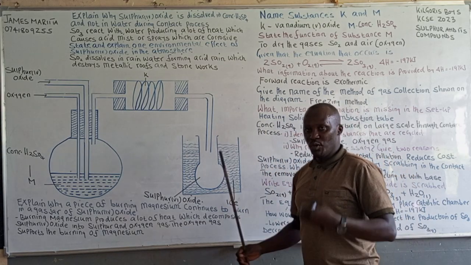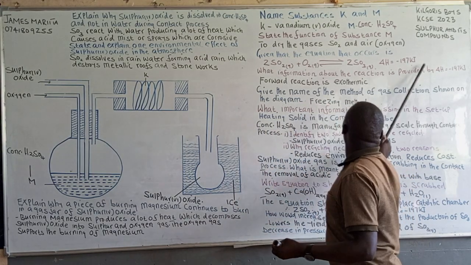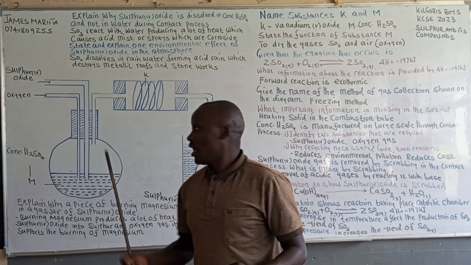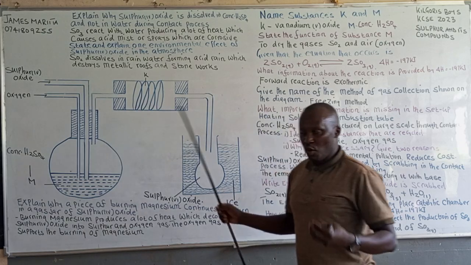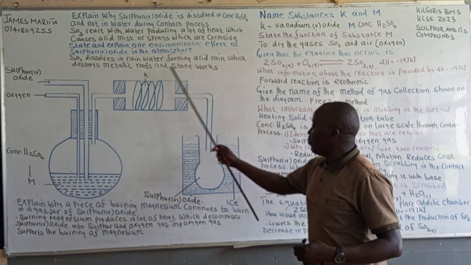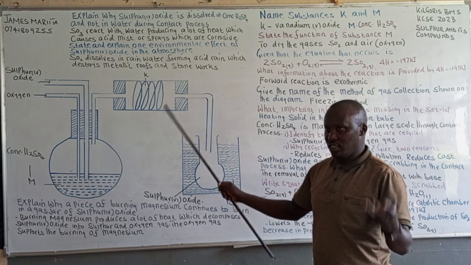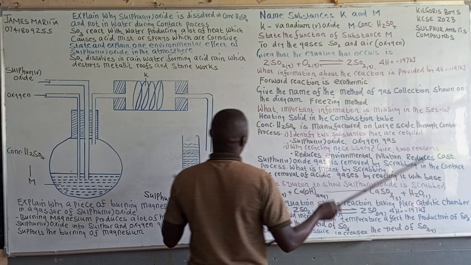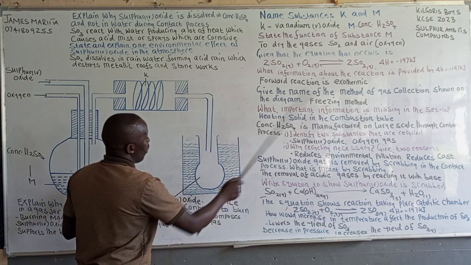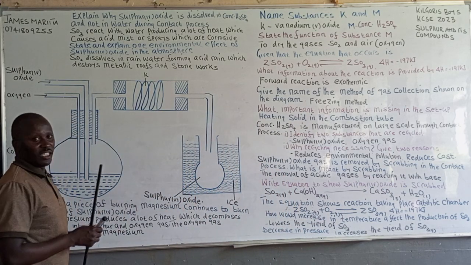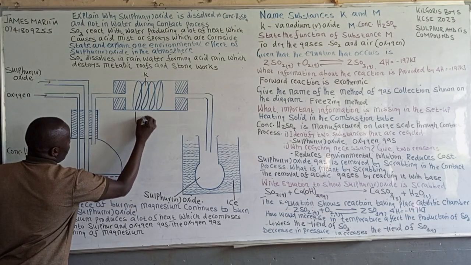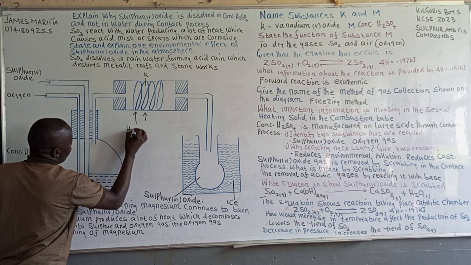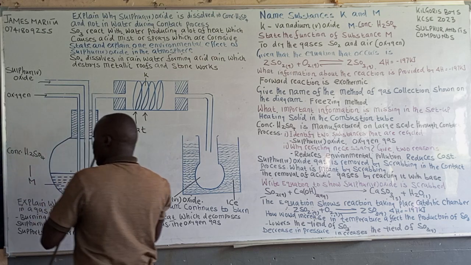But in this case, as you can see from the equation of the reaction, during the reaction a lot of heat is generated, and the source of heat is missing. So the important information missing in this diagram is the source of heat. You can talk of heating the solid in a combustion tube. So you can just say heating is missing in this experiment.